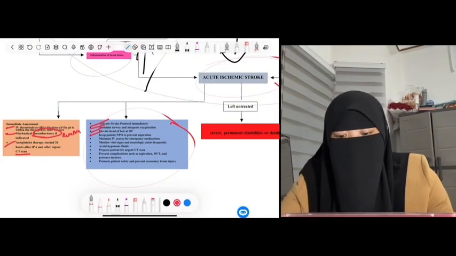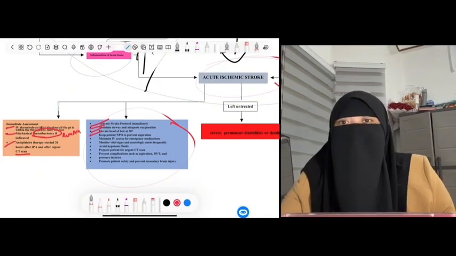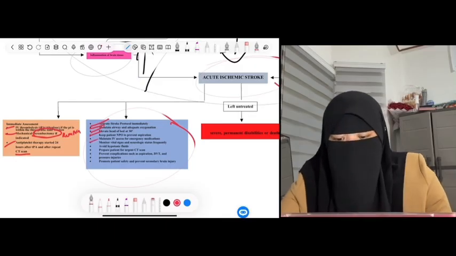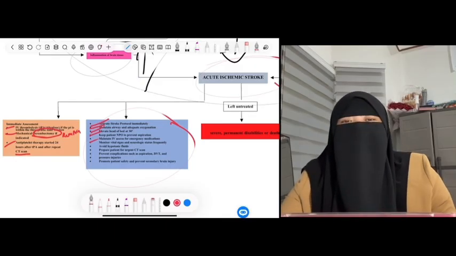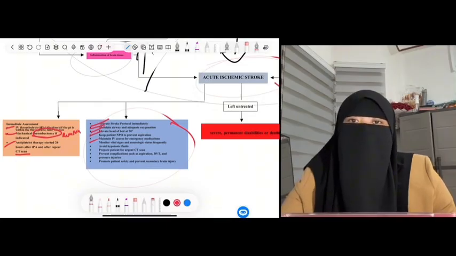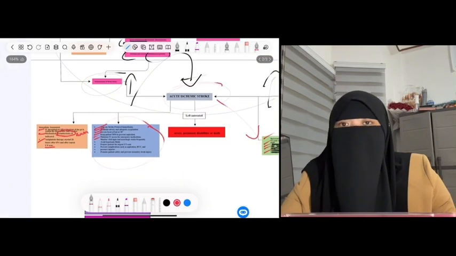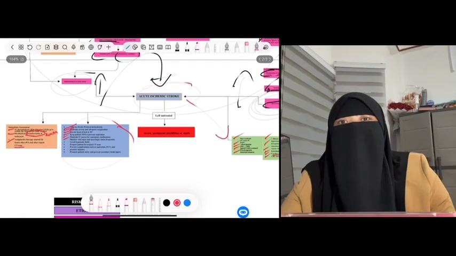Keep the patient NPO to prevent aspiration due to impaired swallowing reflex. Monitor vital signs and neurologic status frequently to allow early detection of deterioration or complication. Also, establish IV access, which provides a route for medication, fluids, and emergency intervention.